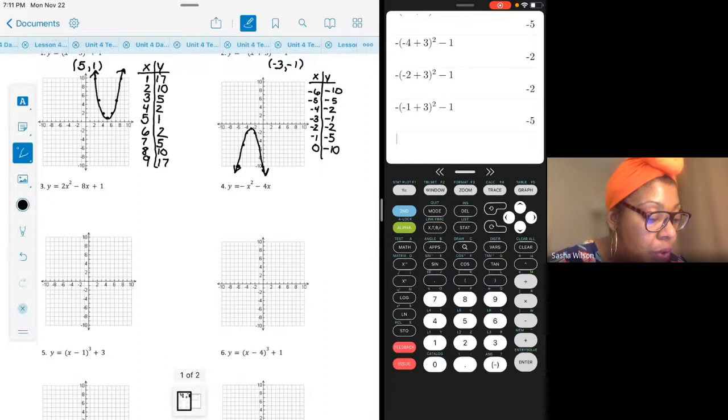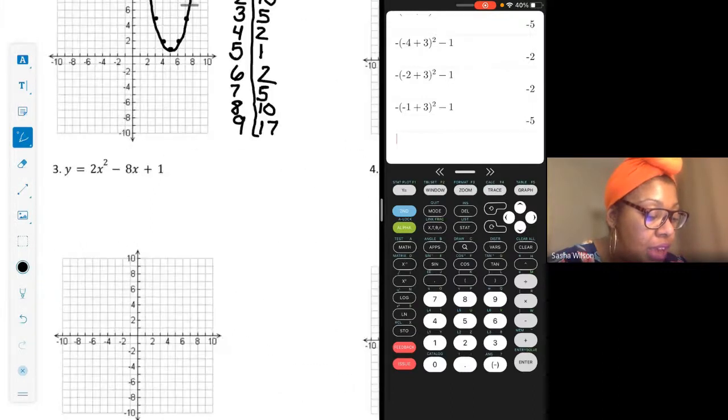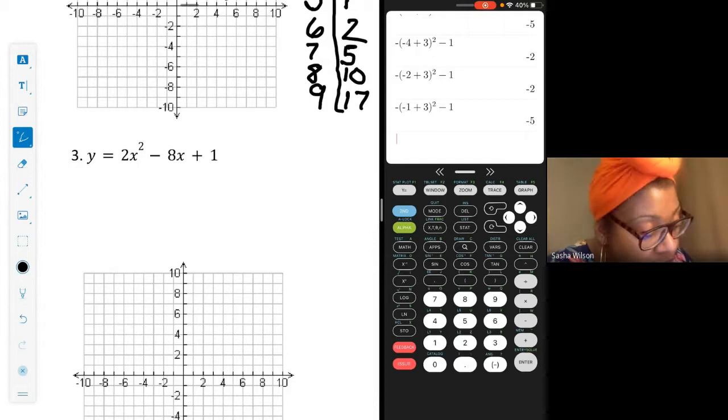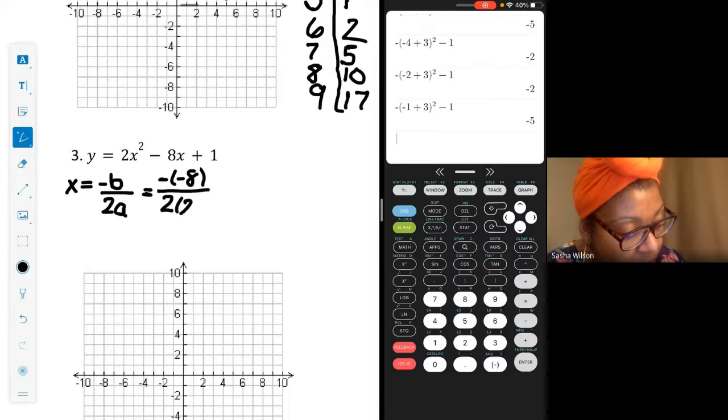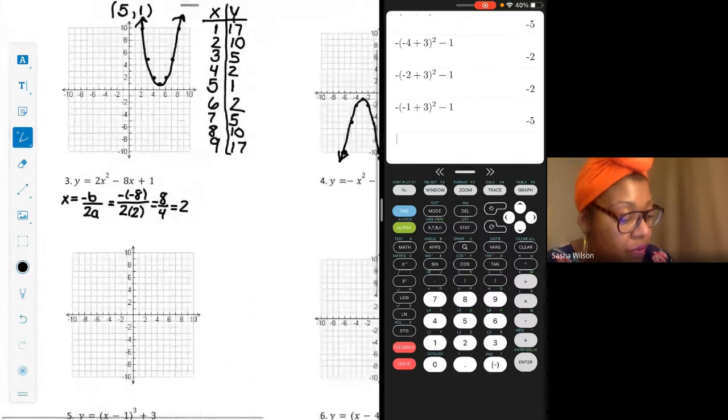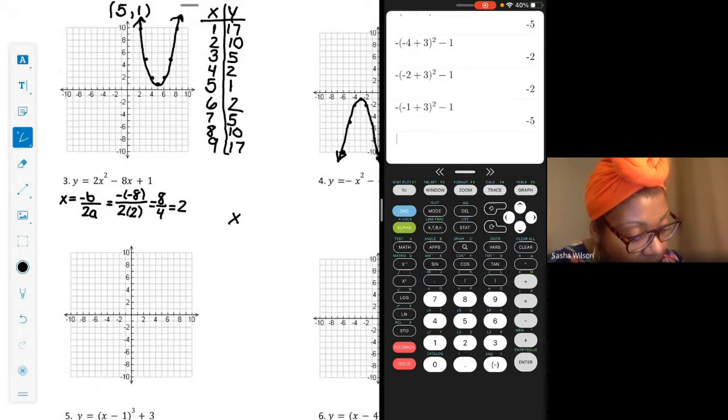Now for 3 and 4, we're going to be using the x value vertex rule, which, again, just a friendly reminder, is x is equal to negative b over 2a. And a is the number in front of x squared, b is the number in front of x, and c is the number at the end. So when I plug it into this formula, I have negative parentheses negative 8 over 2 times our a value, which is 2. That simplifies to 8 over 4, which simplifies to 2. So when it comes to our vertex, we know that its x value will be at 2.